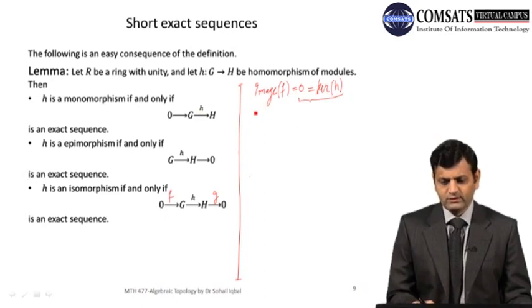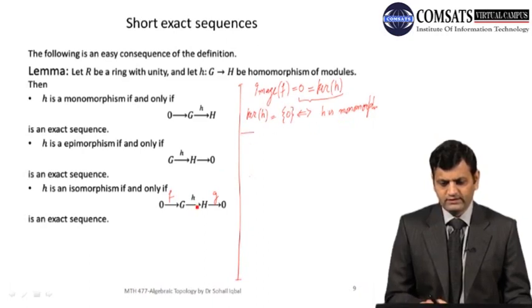So according to the result that we proved earlier in today's lecture, kernel of h is 0 if and only if h is a monomorphism, or in other words, this h is 1-to-1. So we have proved that this h, which is an R module homomorphism, is a monomorphism.